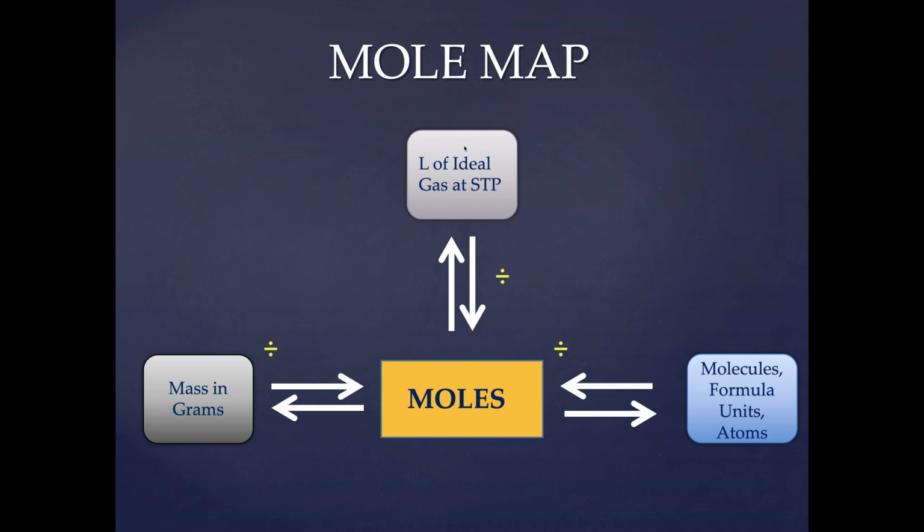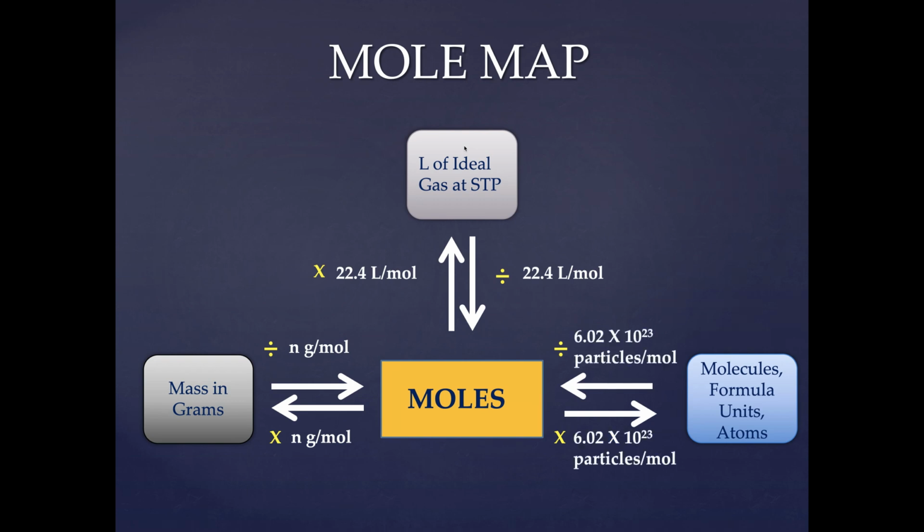To convert to moles, we divide. And we divide by whatever the conversion factor is. To convert from moles, we multiply. The conversion factors are the number of grams per mole, the gram formula mass, to convert between grams and moles. You already know this. 22.4 liters per mole to convert to and from liters and moles. And 6.02 times 10 to the 23rd molecules, formula units, or atoms per mole to cancel those out and get moles, or cancel moles out and get that.